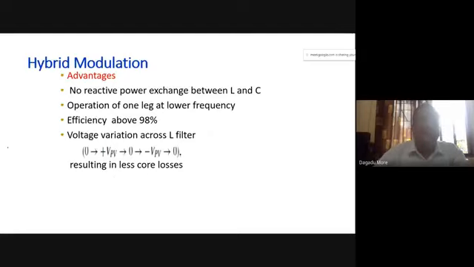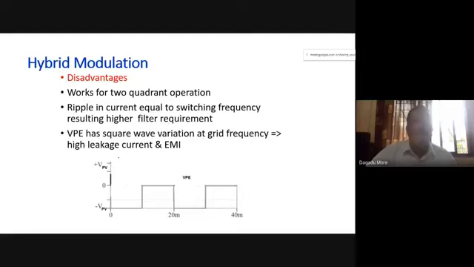So what are the advantages we can have? Low reactive power exchange or no reactive power exchange, so the efficiency is better. Also, our voltage is varying from 0 to plus PV and 0 to minus PV, so core losses will be less and efficiency will be better, around 98%. But now again the drawback.